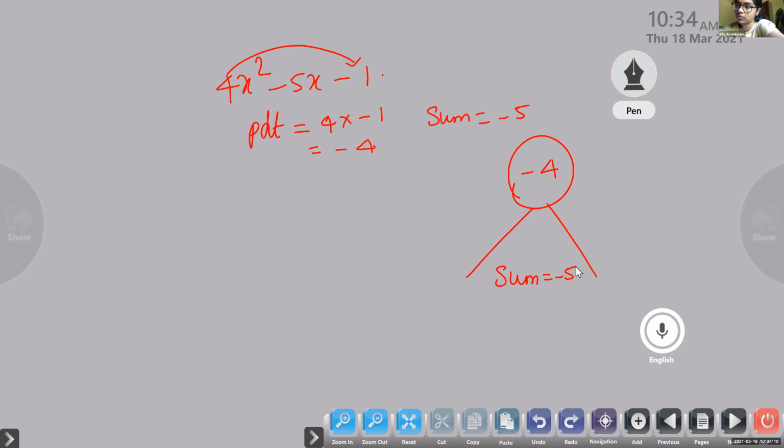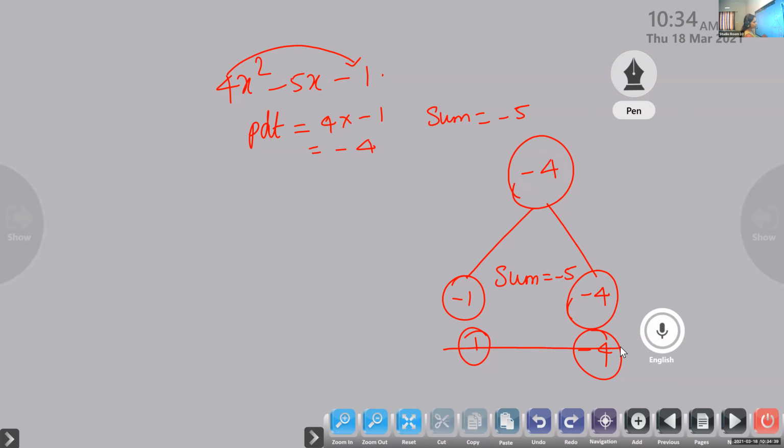-1 and -4. So will you get the product as -4? Is it possible to get product -4? -4 into 1 means the sum we will not get, isn't it? If I take -4 and 1, what is the sum? Will you be getting -5? No, so this is not possible. Sum is -5. Change it, it is +4. So I think it will be okay.